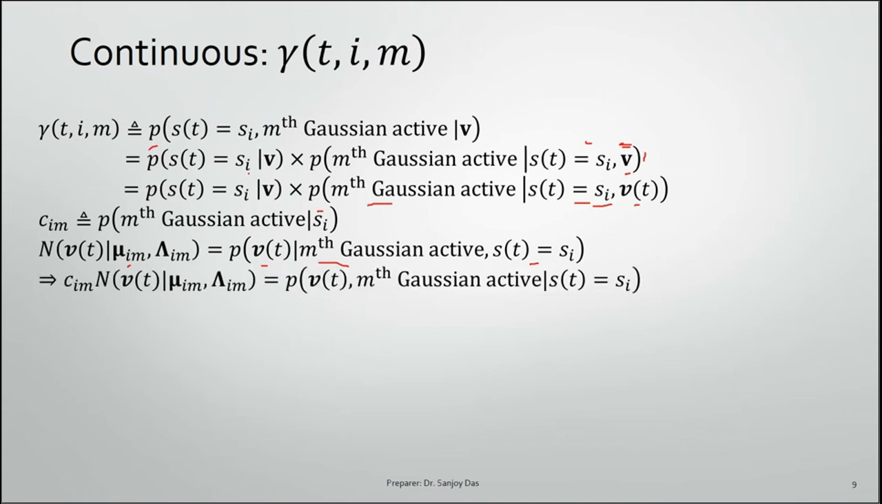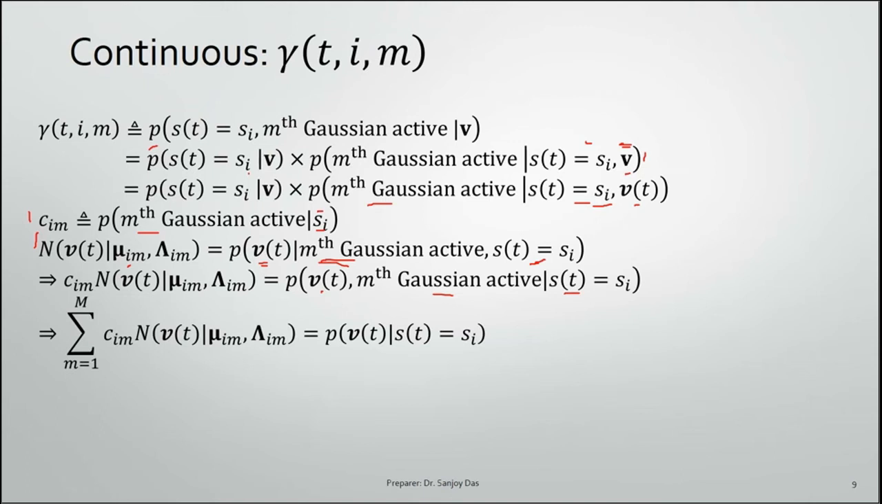If I multiply Cim and this PDF, now I have St equals Si in both places as part of the condition, and so this becomes the condition here, St equals Si. This is the probability of the mth Gaussian being active, and this is the probability of the output V of t given that the mth Gaussian is active. And so this becomes the joint probability of V of t and the mth Gaussian being active.